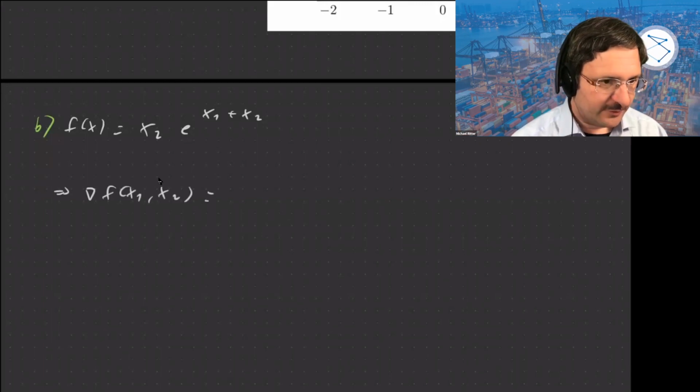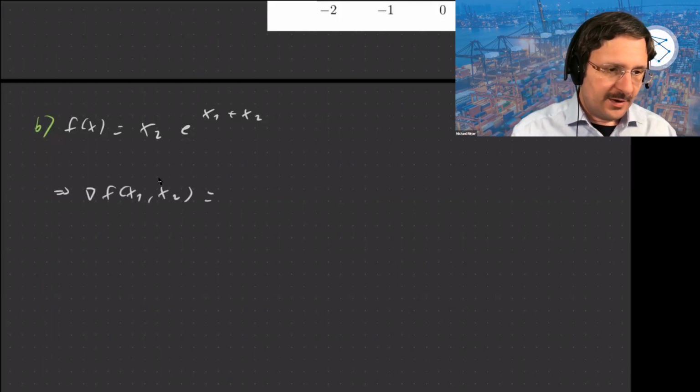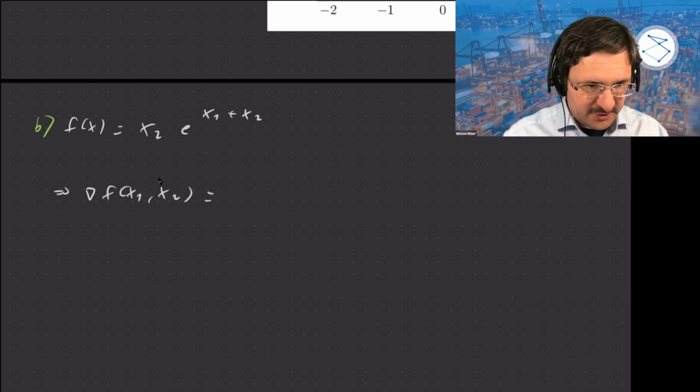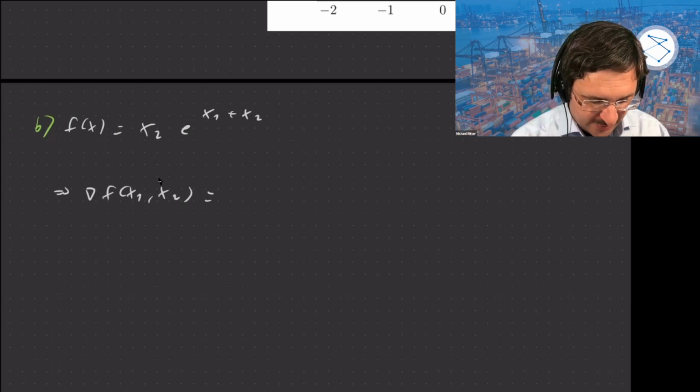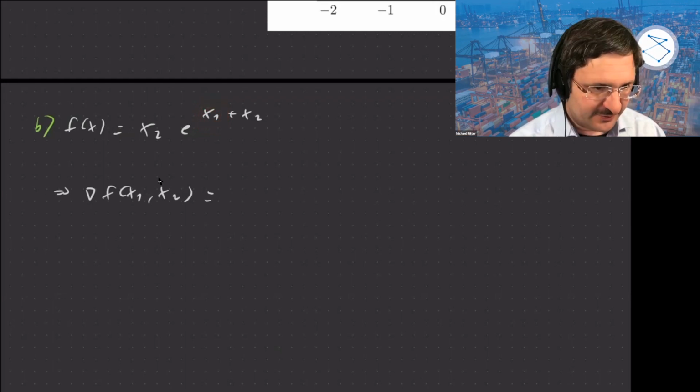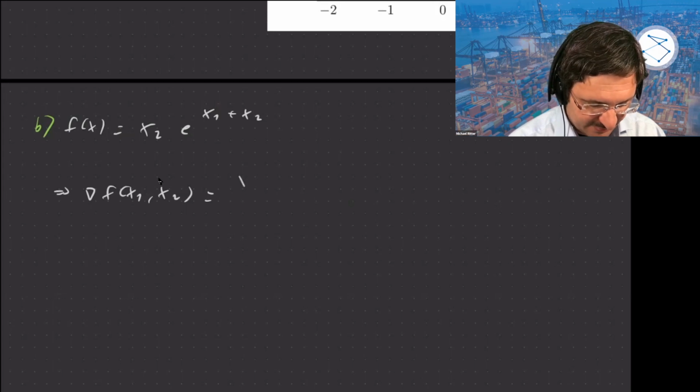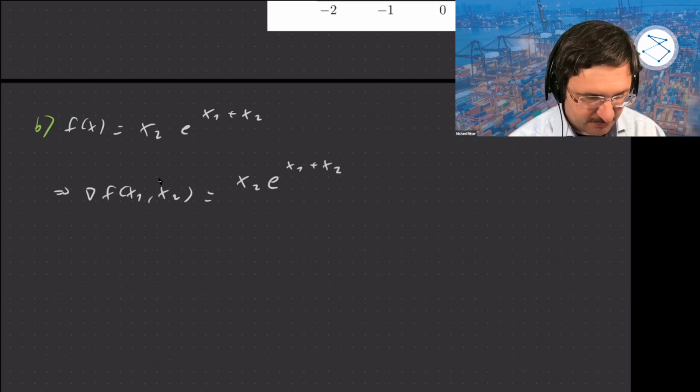F of x1, x2. Differentiating with respect to x1 only appears here. So that means the derivative with respect to x1 is simply x2 times e to the x1 plus x2, and that's it.